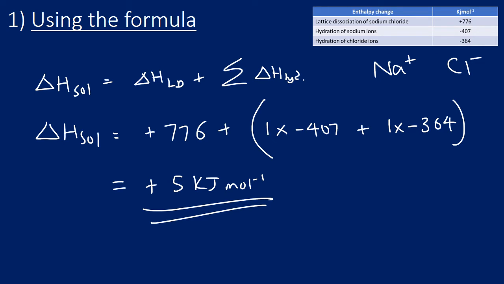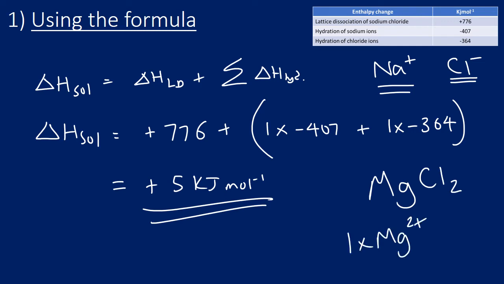Now you do have to be careful that you're aware that sometimes you may need to multiply some of the ions by 2. And what I mean by this is if the lattice was magnesium chloride, for example, we would have 1 magnesium ion, but we have 2 chloride ions. So we would need to double the hydration of the chloride because it would be 2 moles of chloride ions.